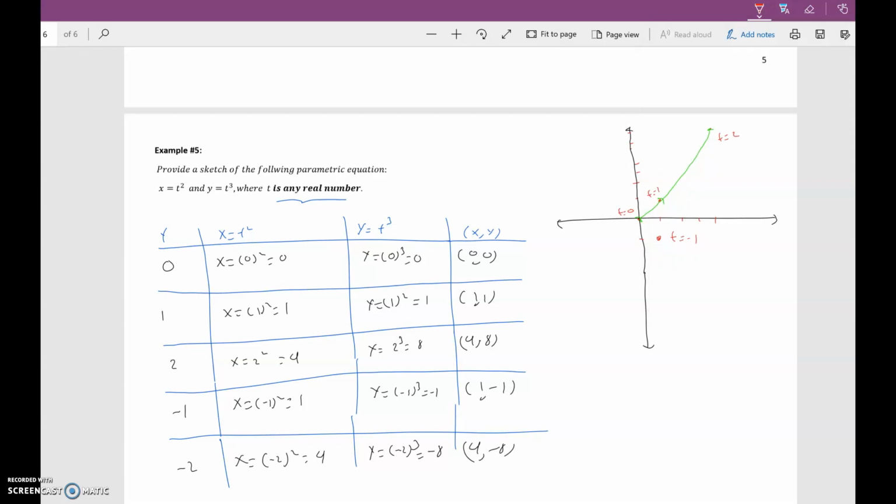So this is 1, 2, 3, 4. But in this case, it's going to be negative 8. So 1, 2, 3, 4, 5, 6, 7, 8. So obviously not to scale, but our coordinate point, it's going to be somewhere here. So this is t is equal to negative 2.